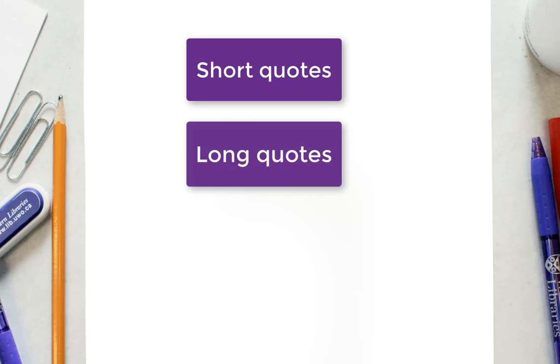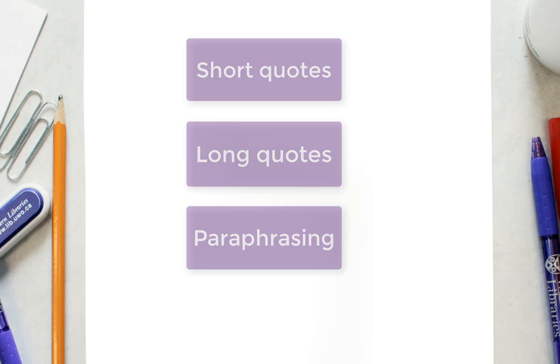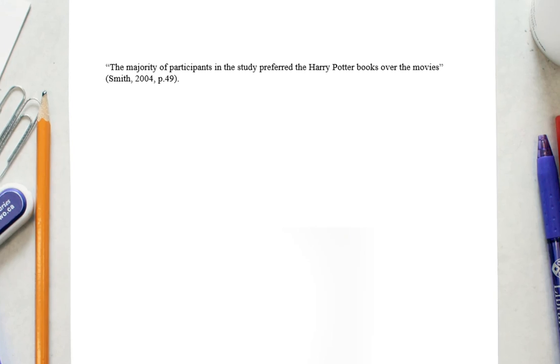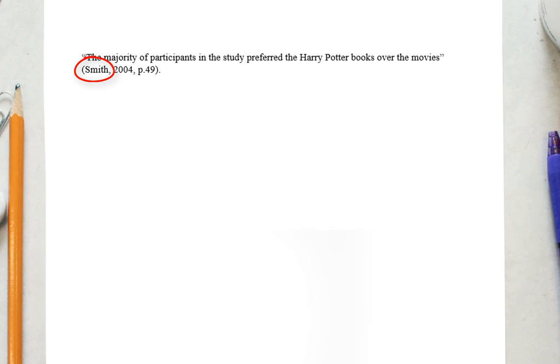There are 3 ways to incorporate someone else's ideas into your paper: short quotations, long quotations, and paraphrasing. To incorporate a short quotation into your paper, you must include in this order the name of the author, the year of publication, and the page number from which your quotation is drawn from. The page number is preceded by a P to indicate page. This citation will directly follow your quotation.